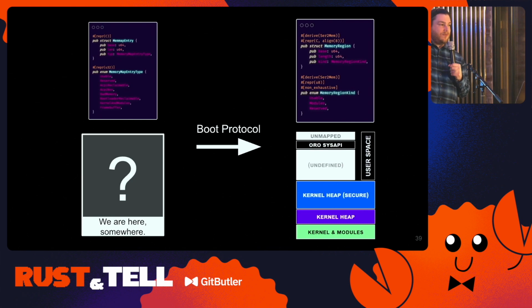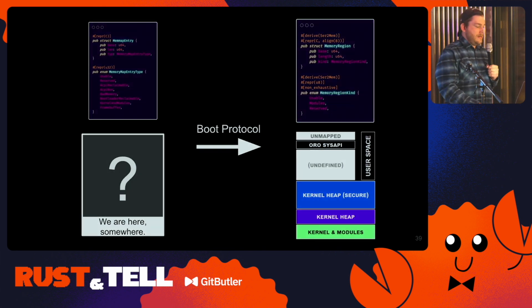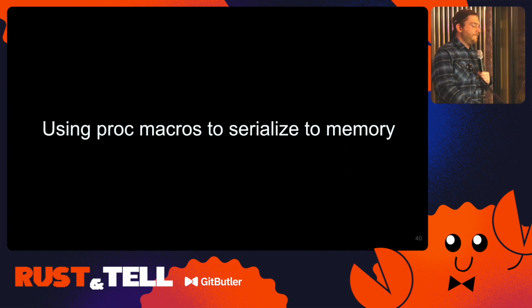So the problem is twofold. We're transferring data from one format to another, right, from Lamine's to ours, and we also have to make sure it's put in the right spot. So it's two problems at once, right? So now we're going to use proc macros to do this, or we do use proc macros to do this, or to help us do this.